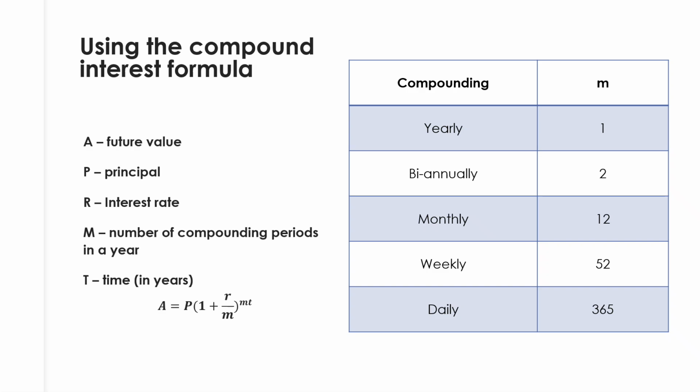So here is our compound interest formula. And when we are using our compound interest formula, we still are looking for our future value. P is still our principal, R is still our interest rate. So that still all works. M, however, is the number of compounding periods in a year. And T is the number of years.